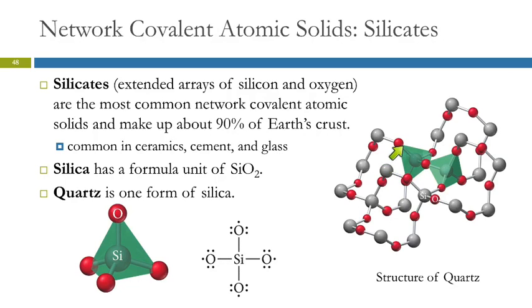So we've got these little tetrahedra that are connected. You've got a silicon atom, and it is covalently bonded to 4 oxygens. So here we have that illustrated. And if you look at this, is that a good Lewis structure? Isn't the Si missing something? The oxygens are missing an electron, right? They don't have an octet.